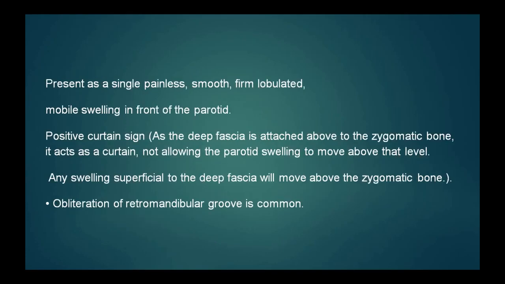So it usually presents as a single painless, smooth, firm and lobulated mass. It is a mobile swelling in front of the parotid gland with a positive curtain sign. As the deep fascia is attached above to the zygomatic bone, it acts as a curtain, not allowing the parotid swelling to move above that level. So any swelling which is superficial to the deep fascia will move above the zygomatic bone. So you can differentiate between a parotid swelling and a pre-parotid lymph node. Then obliteration of the retromandibular groove is also common.